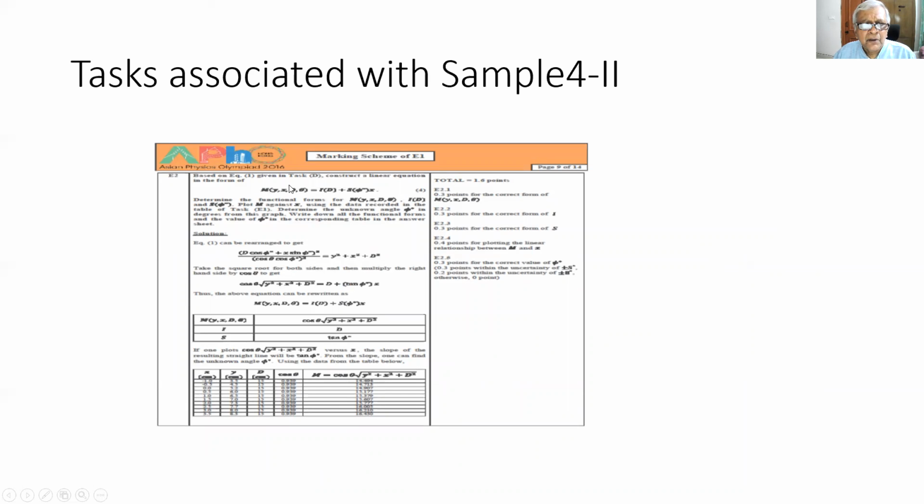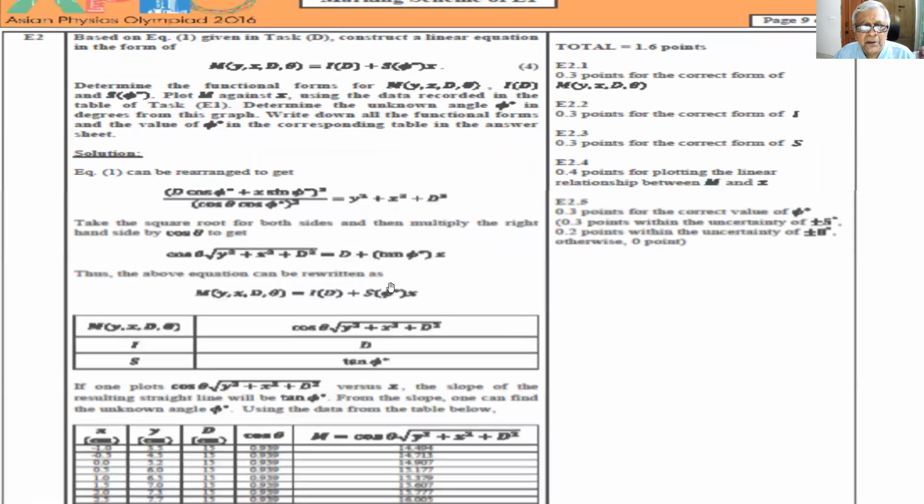Now, based on the equation 1 given in task D, construct a linear equation in the form, this is called linearizing the data. Okay, and let me just zoom this a bit. This is the kind of thing that you are supposed to linearize the data on. So that with just a little bit of rearrangement, you should be able to find that mxyd is equal to this, and f is this, and s is 10.5.